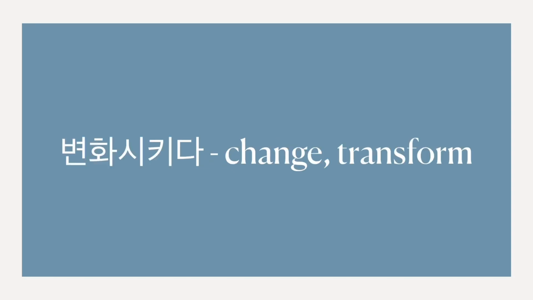Okay, so here's a verb, and this is a dictionary form. 변화시키다, which means to change or transform, and it's allowing something to change and transform. 변화 means change. And 시키다 is it's letting someone do it or is making someone do it. It's making someone change.